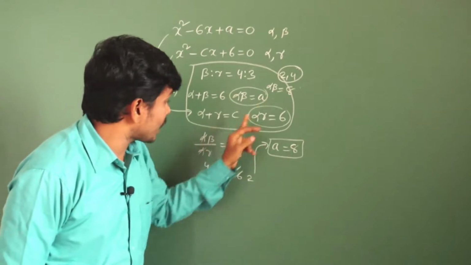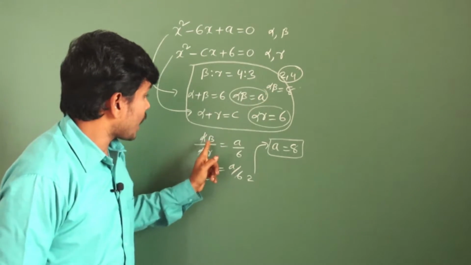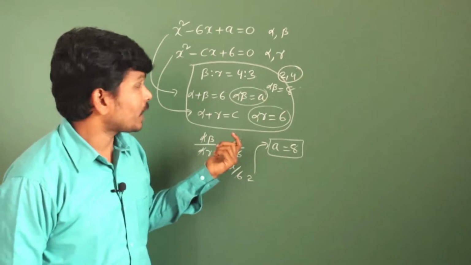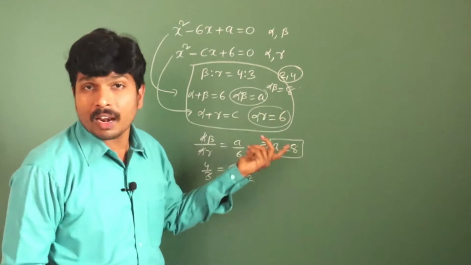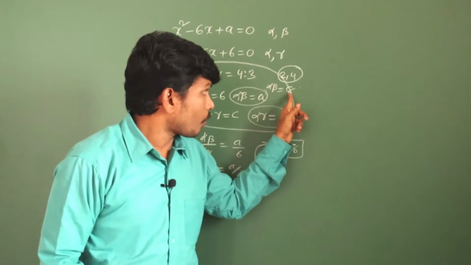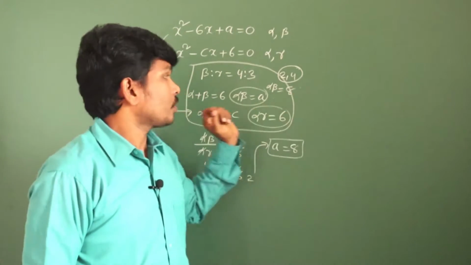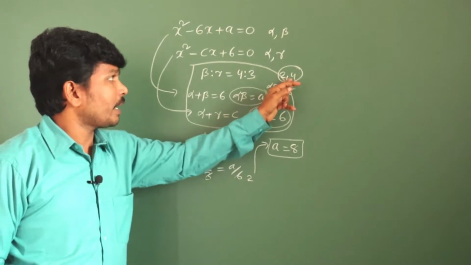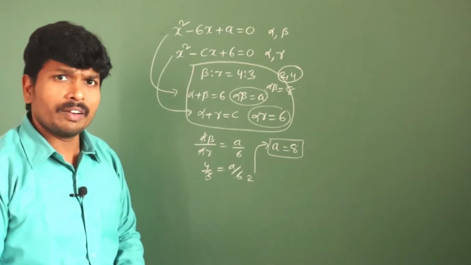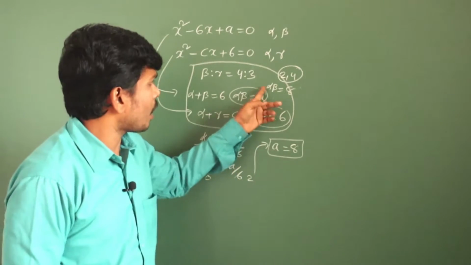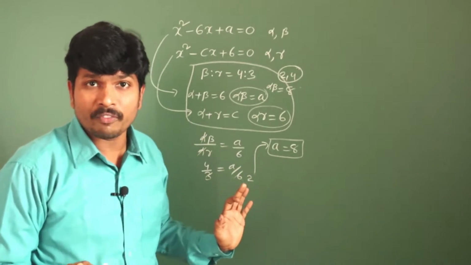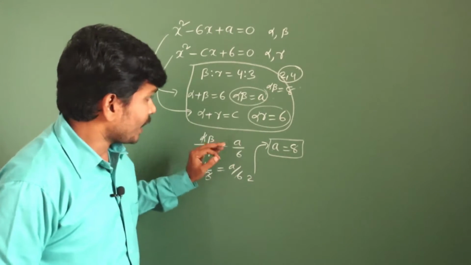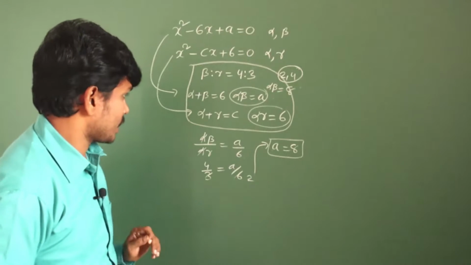Because they have given that beta, gamma are integers. So if beta is an integer, definitely alpha is also an integer, because the product is an integer. So your alpha, beta values are 2, 4. In fact the problem is over, because our common root, alpha, is 2. But you shouldn't finalize it, because you must also check whether the remaining conditions are satisfied or not.